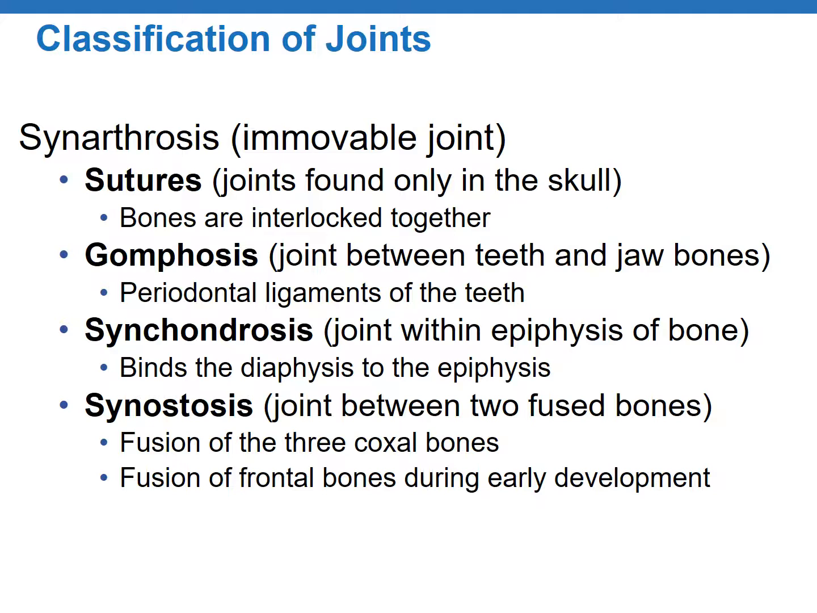The synchondrosis is the joint within the epiphysis of the bone. This binds the diaphysis to the epiphysis. And then we have the synostosis. This is a joint between two fused bones. The best examples we have of these are the fusion between the three coxal bones and the fusion of the frontal bones during early development.